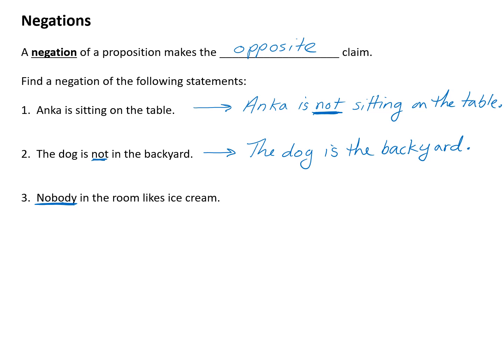And it can be quite complicated to say one person, two people, three people, four people, five people, six people, etc., all the way up to everyone. Instead, what we'll do is we'll simplify that and say someone. Someone in the room likes ice cream.